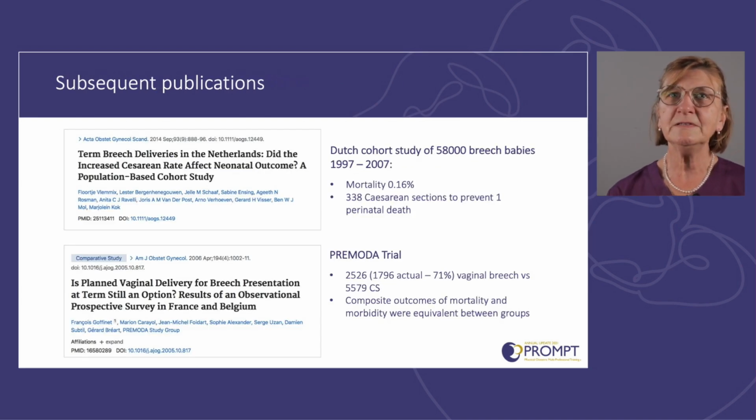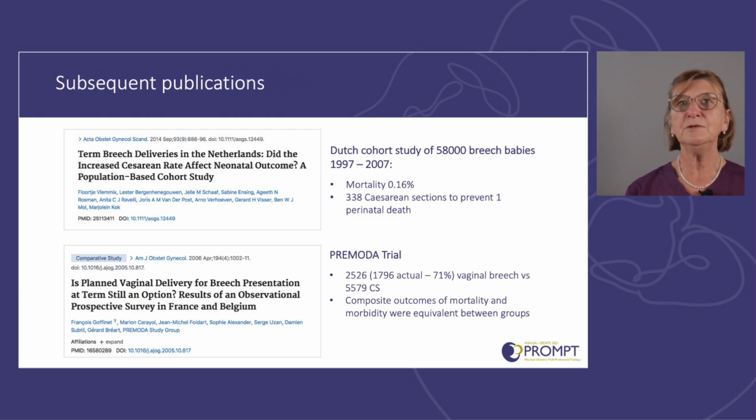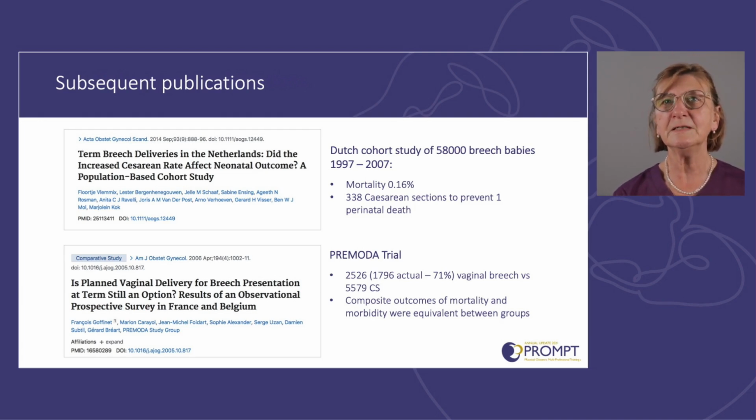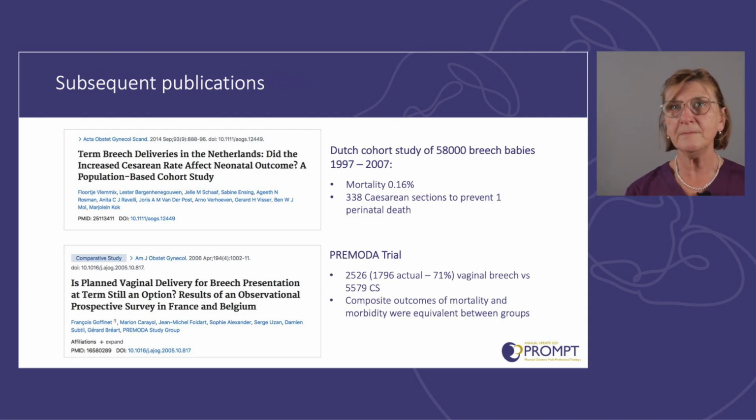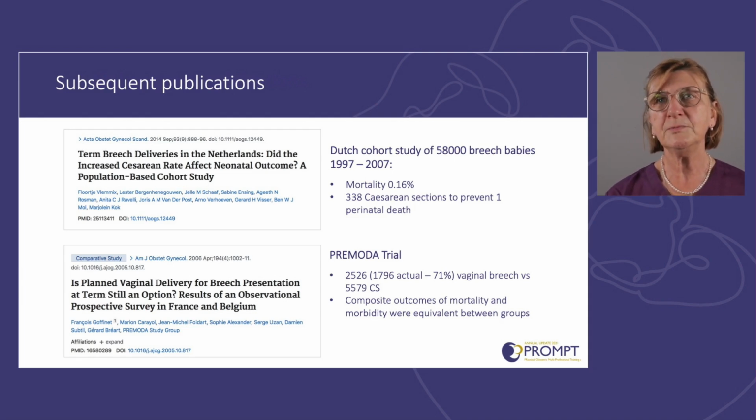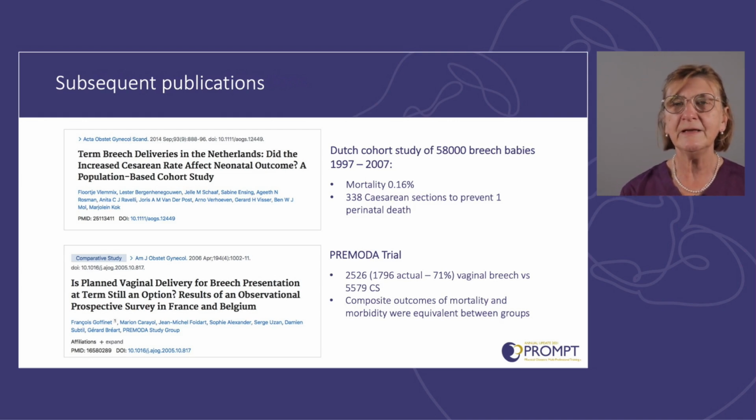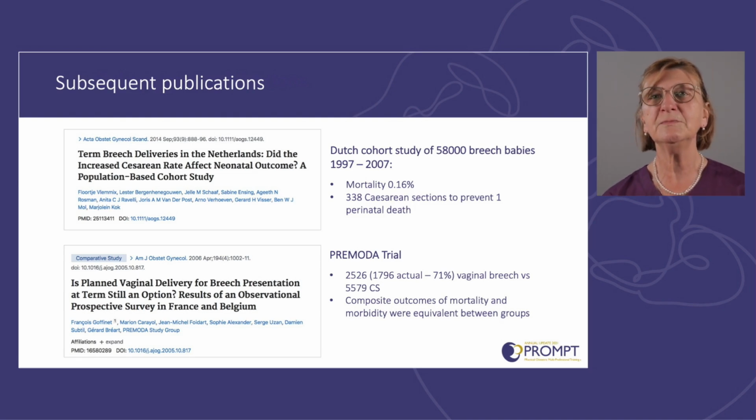In subsequent publications, there was one Dutch study which looked at 58,000 breech babies. They found that you needed to conduct 338 caesarean sections to prevent one perinatal death. The PREMODA trial looked at the outcomes of mortality and morbidity and found that they were about equal between the two modes of birth.